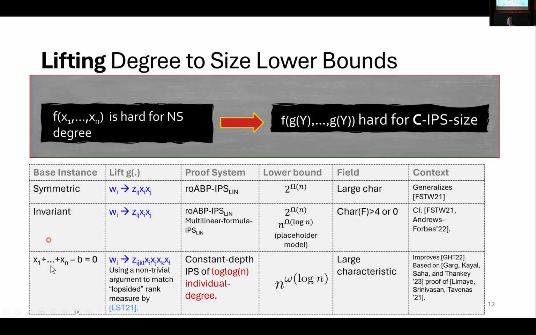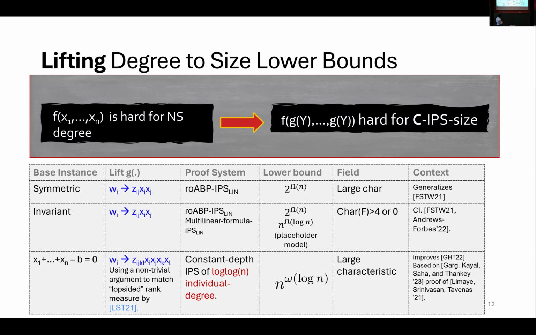Now, if we take this basic vanilla subset sum and we do some complicated lifting, this is a simple lifting with just 4, 5 variables, but we have to do more. As I said, it's very technical. We can show the following. So we have a constant depth IPS of log n individual degree. The refutation is some polynomial. It has individual degree and it is computed by constant depth formulas, IPS. Over here we need the large characteristic. Then we get a lower bound, which is super polynomial.